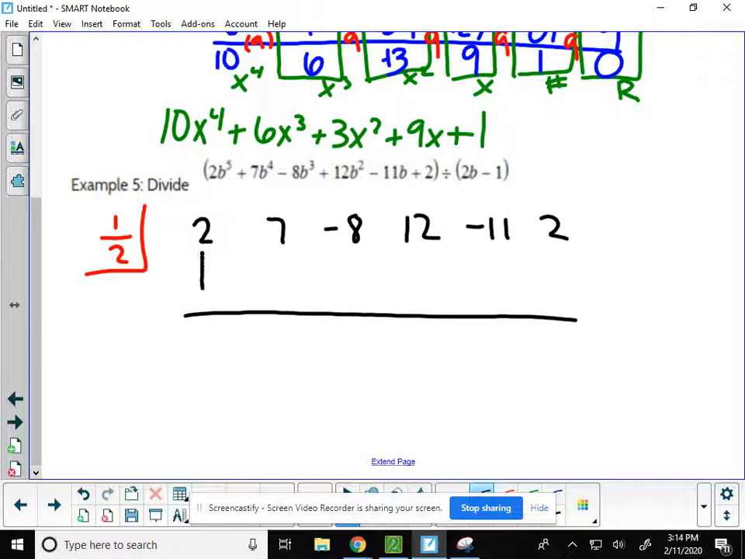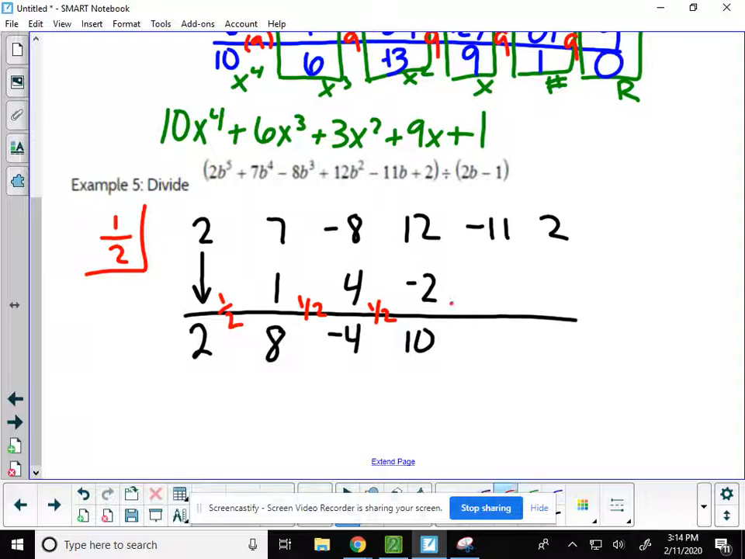Okay, 100% of the time, always, we drop down this number. Then we multiply by a half. You're saying, what's half of 2? Half of 2 is 1. Add those together, I get 8. What is half of 8? 4. Add those together, I get -4. What's half of -4? -2. Add those together to get 10. What's half of 10? 5. Add those to get -6. Multiply -6 by a half, you get -3, which is -1.